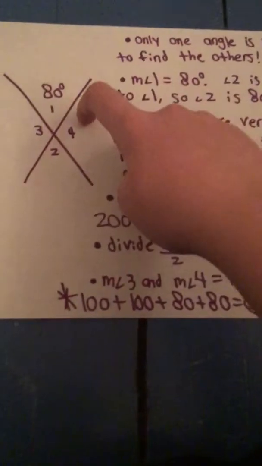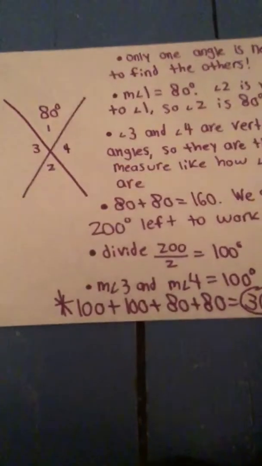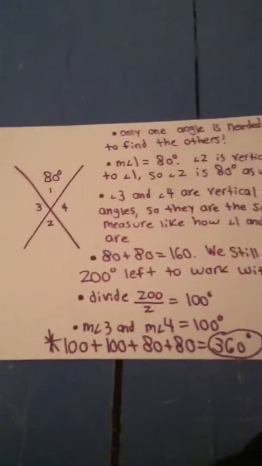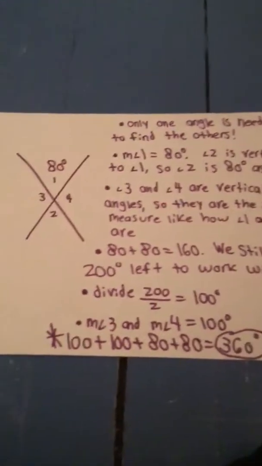80, 80, 100, 100. Again, just make sure you add up all of your angles at the end to make sure that you have the right answer, because these are really simple problems, and there's no point in getting something wrong just because you made a little grammatical or mathematical error.